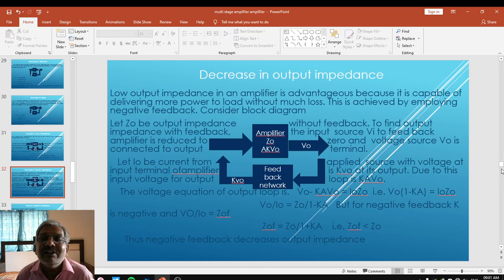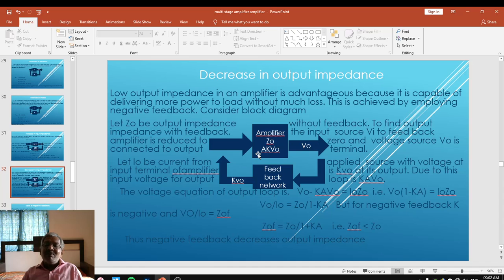Similarly, we are going to prove that by applying negative feedback, one can decrease the output impedance. Friends, low output impedance is most advantageous in an amplifier. Due to that, it is capable of delivering more power without much loss in the power. And this is again achieved by employing negative feedback. To prove that, consider the block diagram which is represented here.